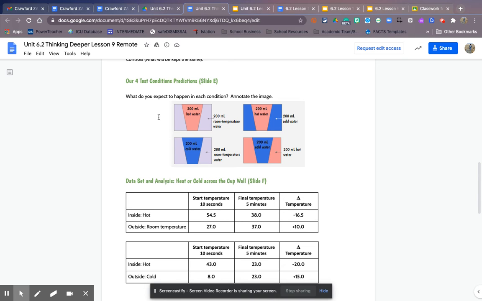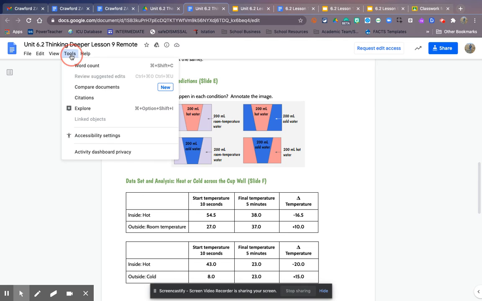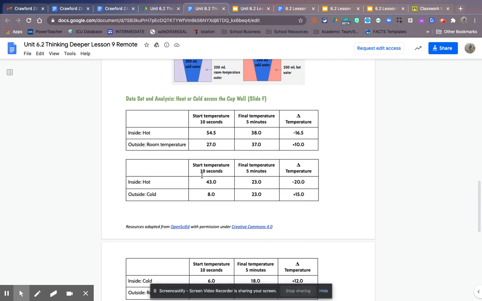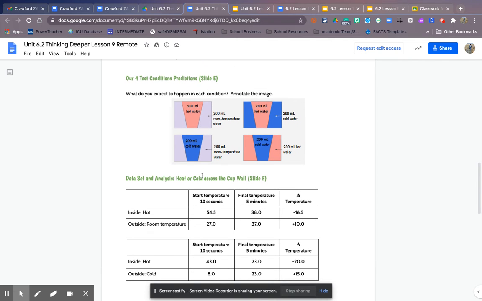Annotate the image. So what I would probably do here, if this is number 1, 2, 3, and 4, is insert a text box right here. I can't edit this because it's the original, but you would insert a text box and then just type 1. The hot water would do this, the room temperature water would do this. What would you think would happen? And this is number 2, number 3, number 4, and then you can type what's going to happen over here. Okay, so pause to write your answer.